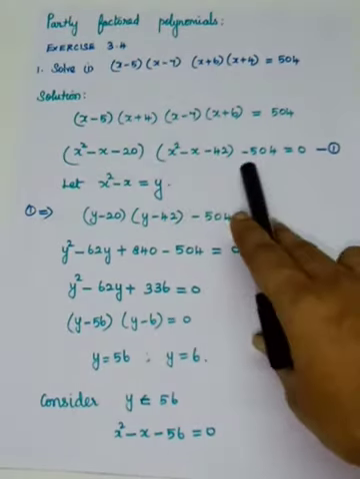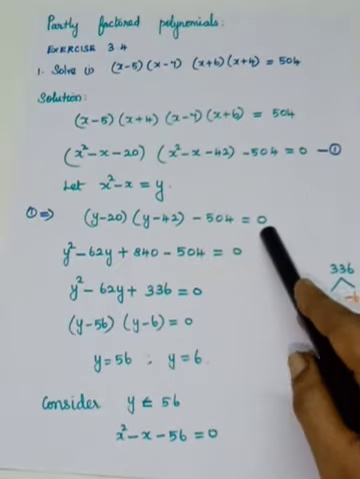So what you have to do? You have to make the x squared and x terms common. In this way, you have to choose the factors and you have to multiply. Here the common term, x squared minus x, has to be taken as y. So here this becomes y minus 20 into y minus 42 minus 504 is equal to 0.